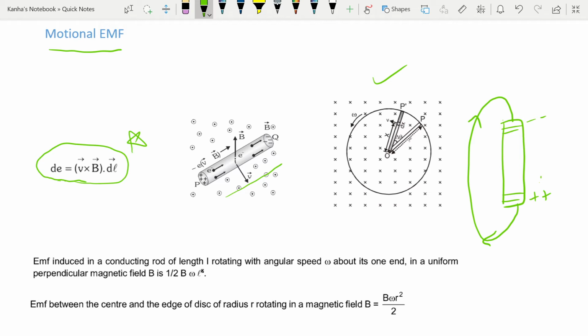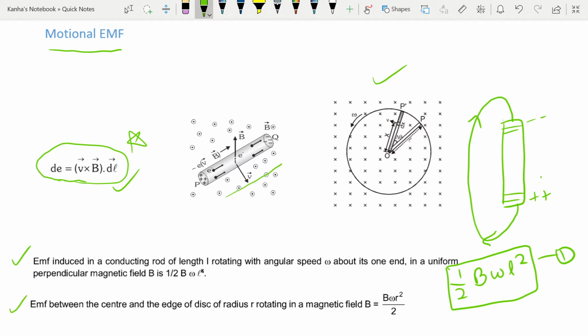Now the next thing that I need to tell you about is that the EMF induced in a conducting rod of length L rotating with the angular speed omega about one of its ends in the uniform perpendicular magnetic field is given by half B omega L square. Okay, so you should make a note of this. You can even find this out using this function, and integrating this over the entire length of the conductor.